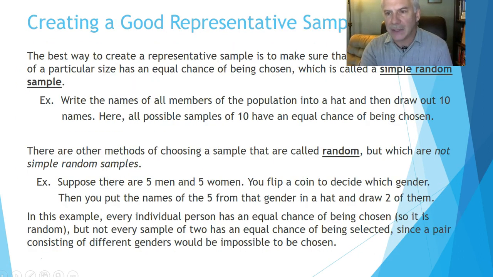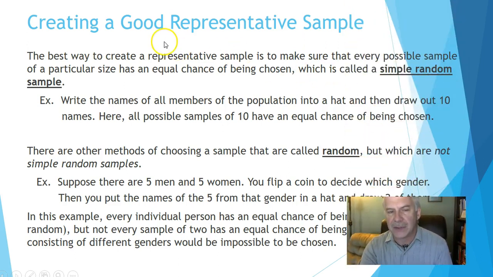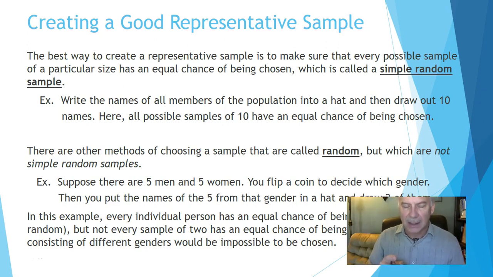Now, as we said, a lot of statistics has to do with finding a good representative sample. The best way to create a representative sample is to make sure that every possible sample of a particular size has an equal chance of being chosen. Now that right there is a mouthful. You're trying to make sure every possible random sample of a particular size has an equal chance of being chosen. This is called a simple random sample.